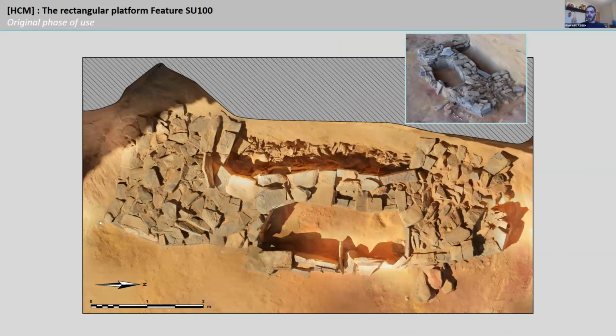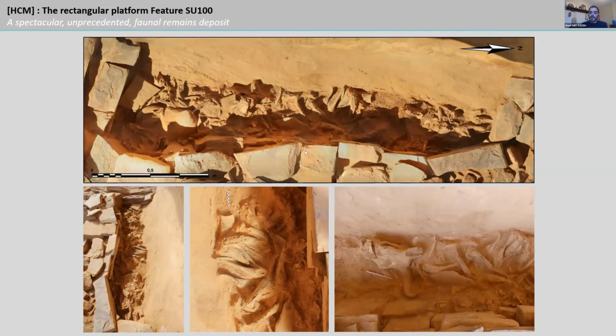So we can see on this slide the orthophoto of the original phase of use of feature SU100, showing the two distinct compartments, one at the front and one at the back against the outcrop. At the base of the rear compartment, we uncovered a layer of 20 to 25 centimeters thick of densely packed faunal remains of a very specific kind.